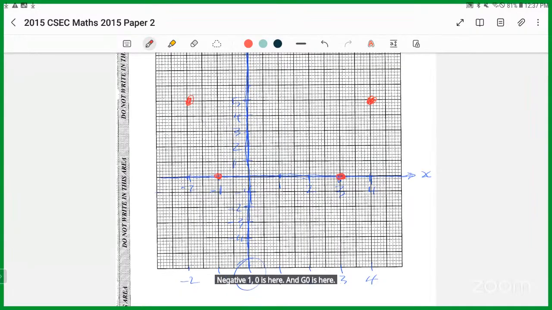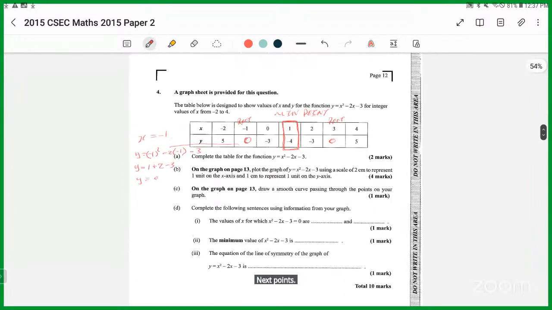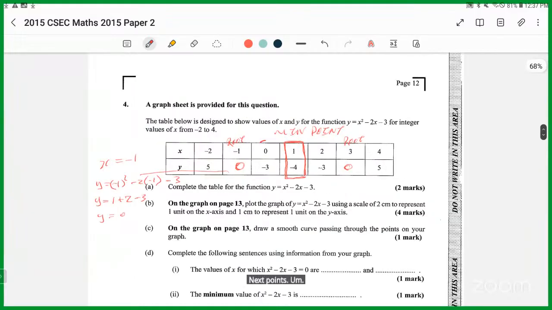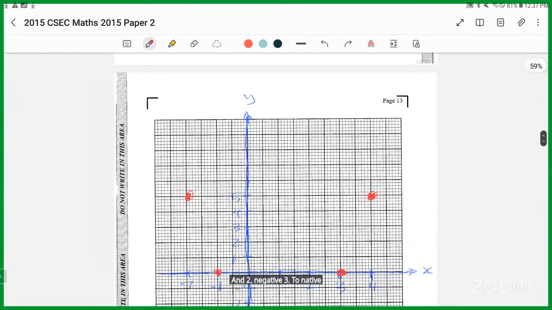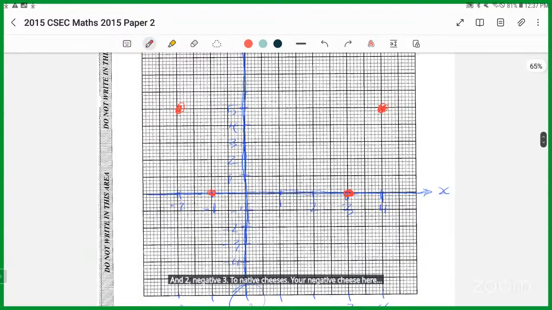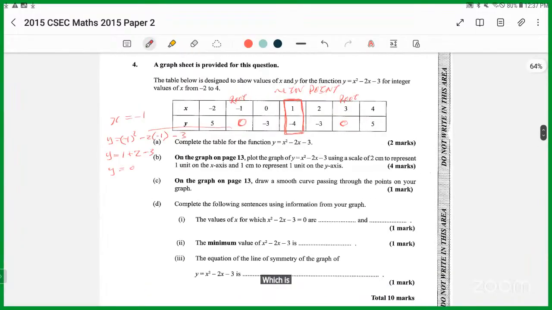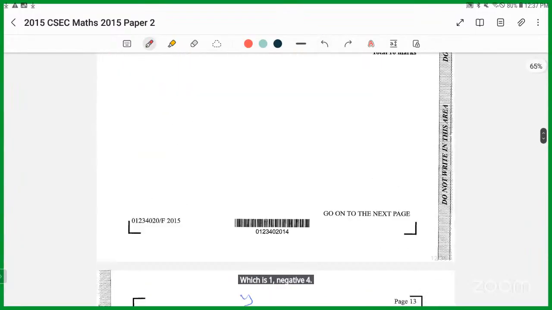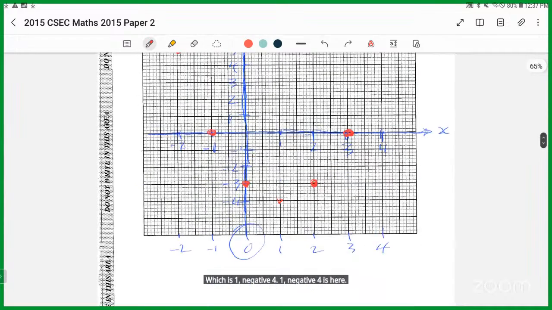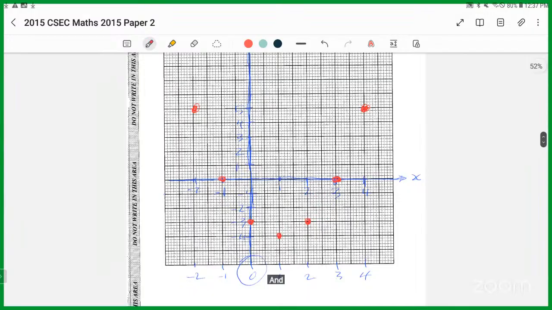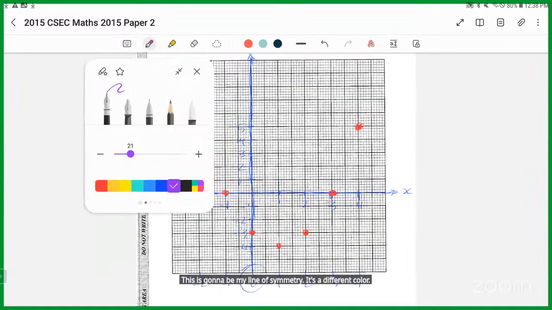Next points: 0, negative 3, and 2, negative 3. So 0, negative 3 is here, and 2, negative 3 is here. We have the vertex point in the middle, which is 1, negative 4. 1, negative 4 is here. And this is going to be my line of symmetry, in a different color, right through here.